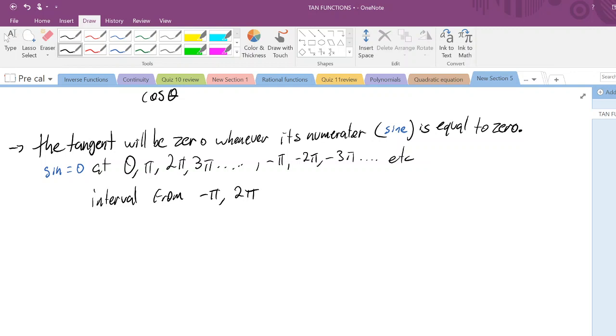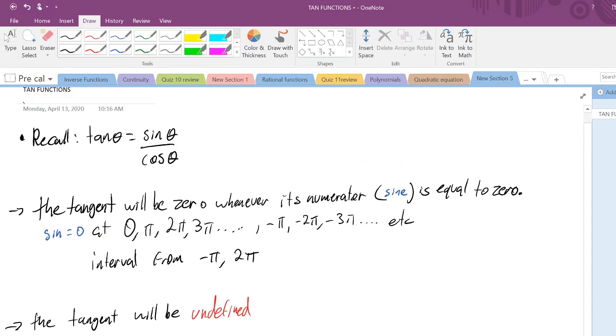Now, the tangent will be undefined. Let me put that in red so it can make more sense. When is a fraction undefined? If we think back, I said that a fraction is undefined when the denominator is equal to 0. So in this case, tangent will be undefined when cosine is equal to 0.